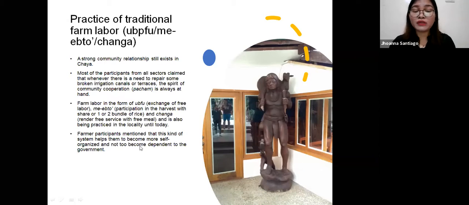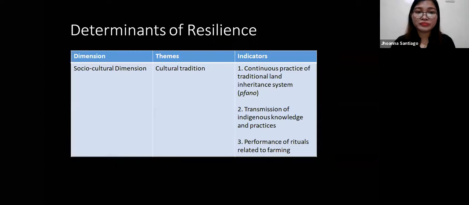In the farm labor itself, they have fu, or exchange of free labor, and meebto, where farmers participating in the harvest are shared one or two bundles of rice. And changa, where they help the farmer during land preparation, planting, or harvesting, and they will just have a free meal. Fortunately, it's still being practiced in the locality until today. This helps them become more self-organized and not dependent on the government.